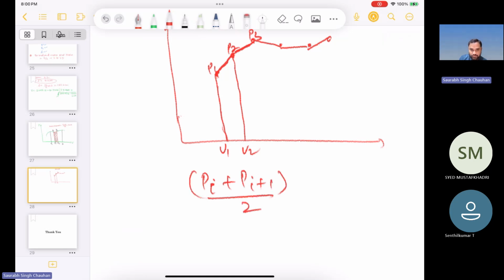Okay, you take any two consecutive pressure values and take the average of those pressure values, and multiply by the width of this strip, V2 minus V1. Like that you will get the area of this trapezoid. Then you do the summation of all these areas of small trapezoids, and you will get the total area under this curve. Okay, so this method is called the trapezoidal rule.